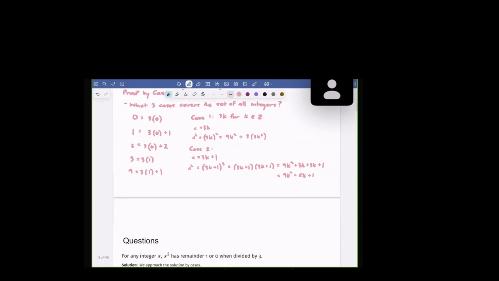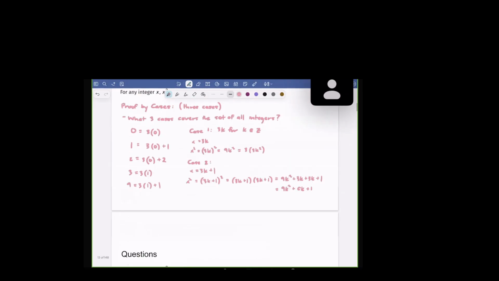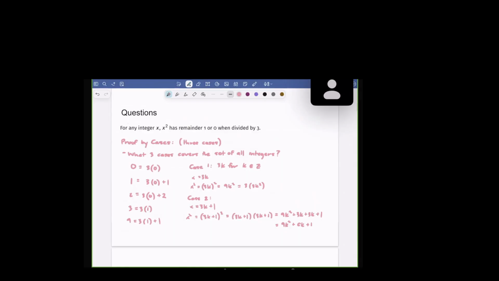Let me just look at the solution real quick. I think I messed up here. Oh wait, yeah, I don't know why I didn't read the problem, right? It has remainder 1 or 0. I was a little worried because we had a leftover 1, but we see here that when we divide this by 3, we have a remainder of 1. So yeah, this case also works.